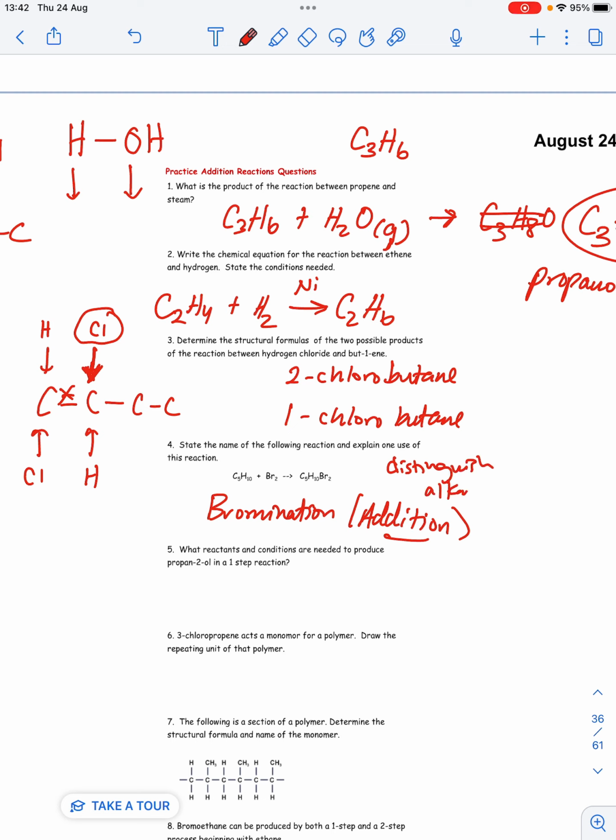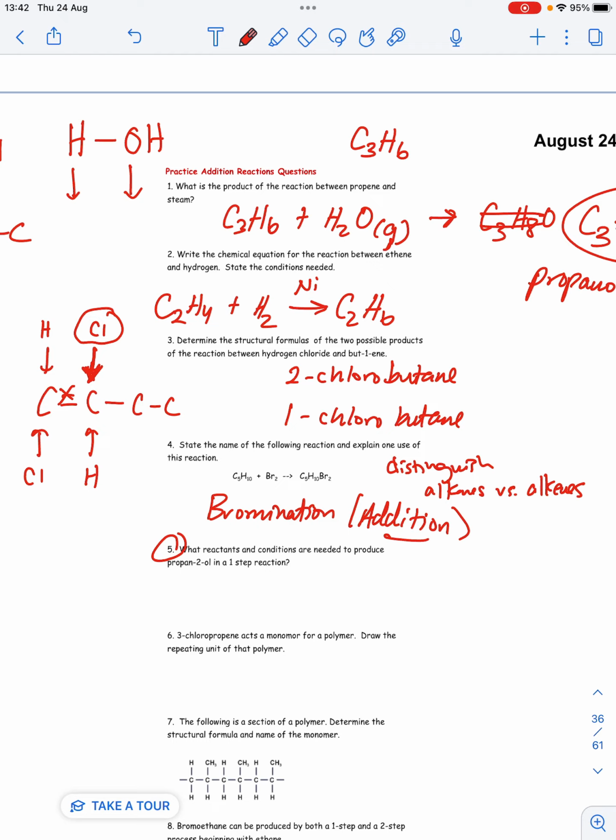alkanes versus alkenes. Alkenes will decolorize very quickly with bromine. Bromine is a brown-red color, and as it reacts, it goes colorless. Alkanes will react with bromine very slowly, and so the color will stick around and won't decolorize.